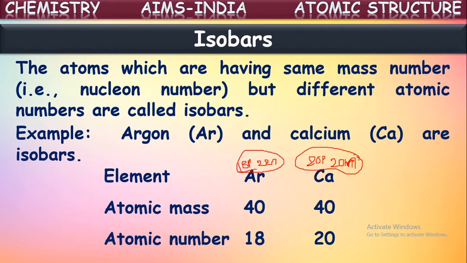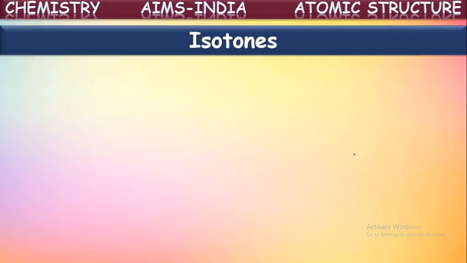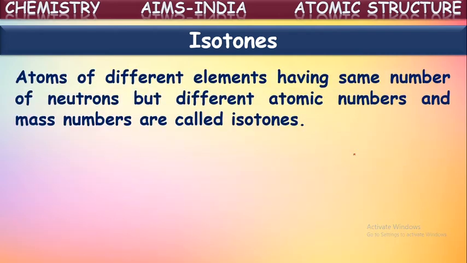Okay. Next, isotones. Atoms of different elements having the same number of neutrons are called isotones. These isotones will have different atomic numbers and different mass numbers. Only the number of neutrons will be the same in common.